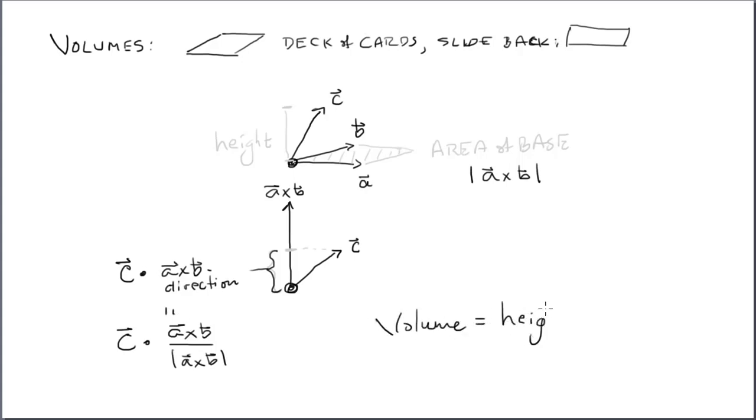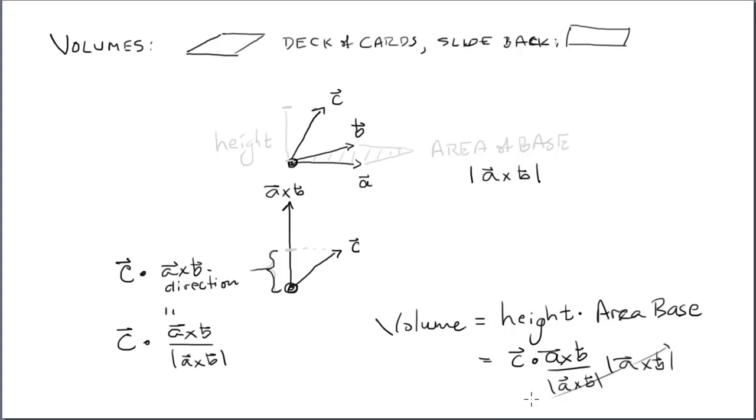Volume, height times the area of the base. Swap in our height in terms of vectors. Swap in our area of the base in terms of the vectors. And the length of the cross product vector cancels out. This is called the vector triple product, if you want to look it up somewhere. We had to compute the cross product first, and then dot C against it, so I'll put parentheses around it just to remind ourselves we need to do that first.